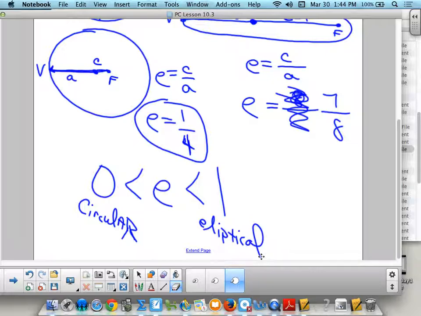More elliptical? Okay? And that's all that eccentricity measures. How elliptical is it? Closer to 1, very elliptical. Closer to 0, looks more like a circle. Okay?